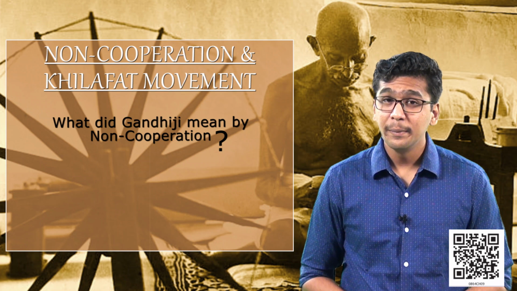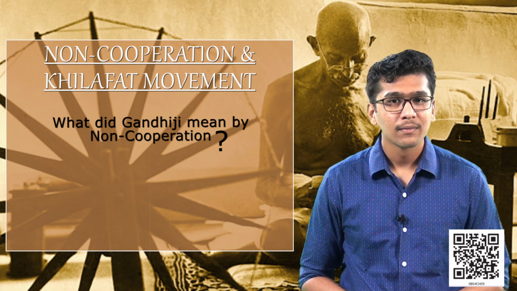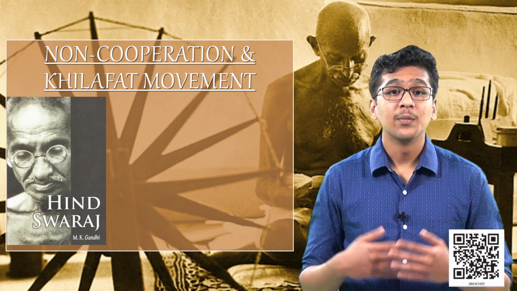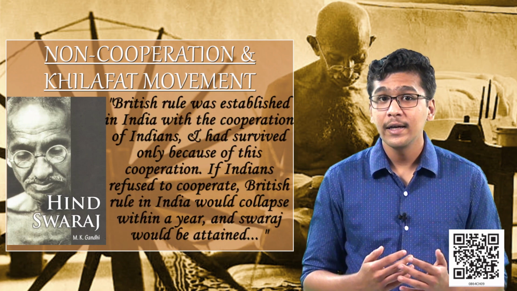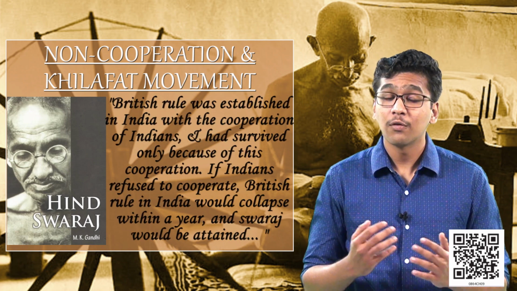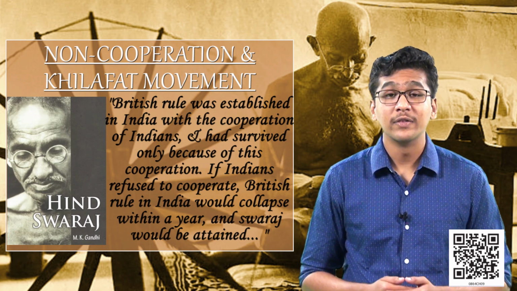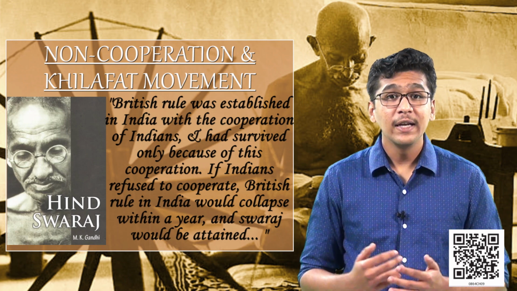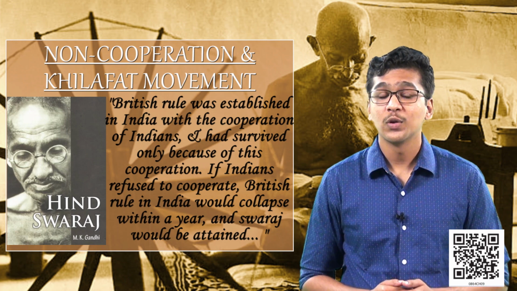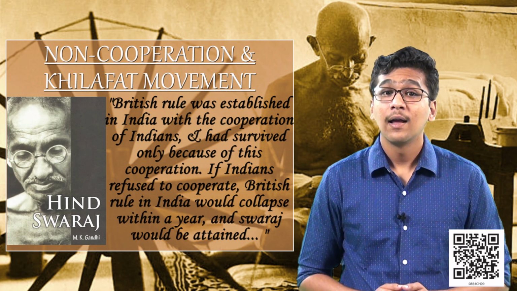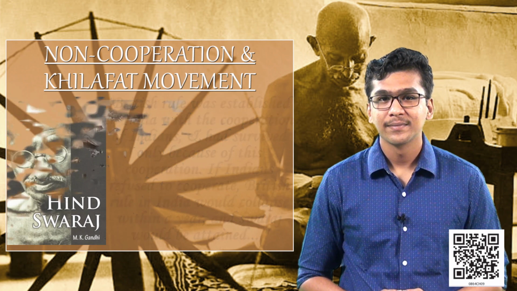What did Gandhiji mean by non-cooperation? In his book Hind Swaraj, Gandhiji said that the British rule was established in India with the cooperation of the Indians and had survived till date only because of this cooperation. If Indians refused to cooperate, the British rule would collapse within a year and Swaraj would be attained.